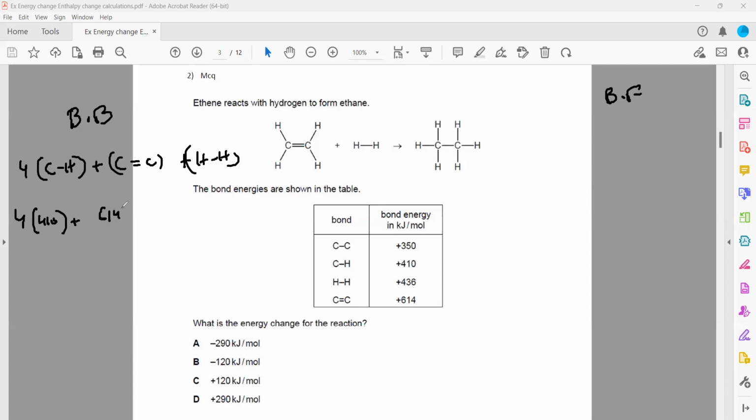Carbon-carbon double bond 614, and carbon-hydrogen 436. So when you add, you will get 2609. That is the bond breaking energy. I'm not checking the calculation, so in case it is wrong, just let me know in the chat.